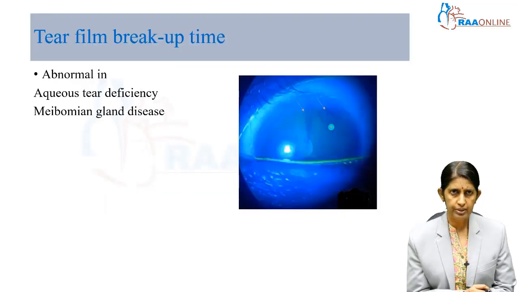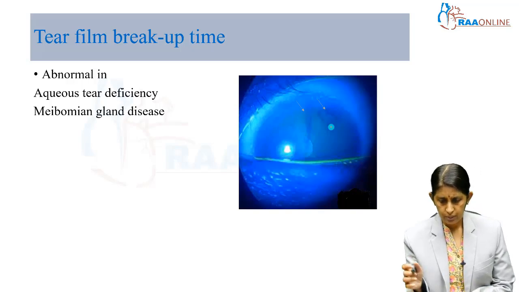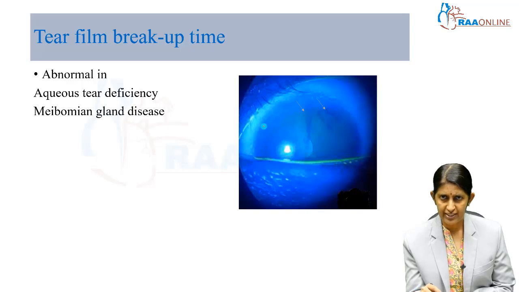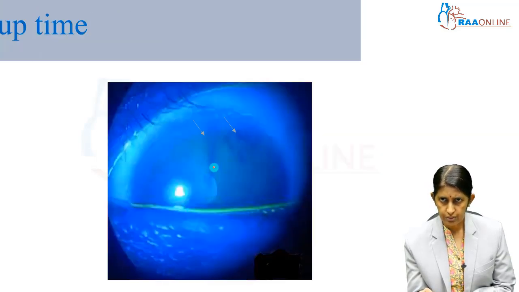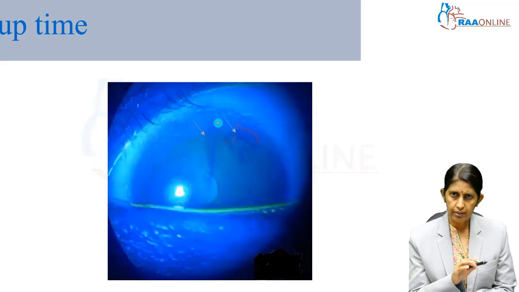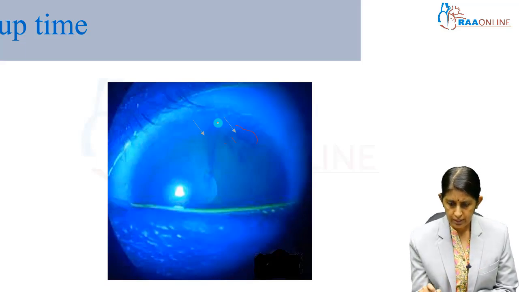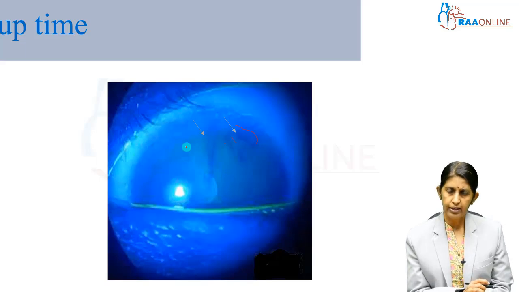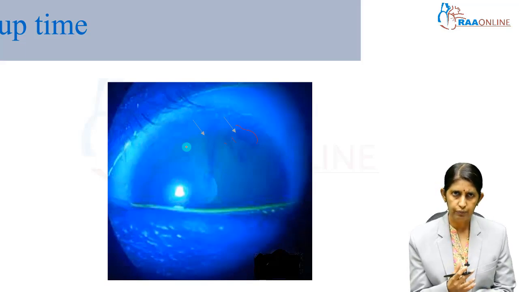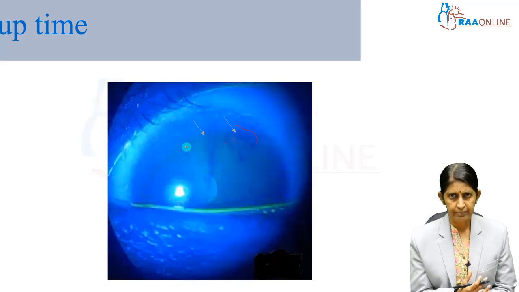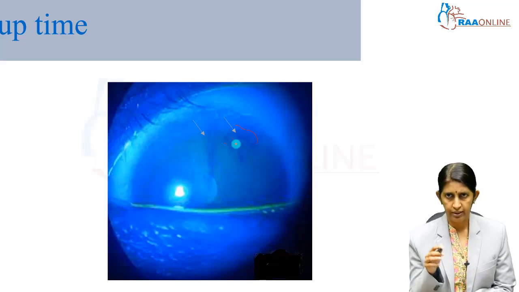So what you're seeing in this picture is the tear film breakup time. And classically, tear film breakup time is altered in aqueous tear deficiency and Meibomian gland disease. So what you're seeing here is an eye which has been stained with fluorescein. This is the tear film height. You can see that the tear film height is decreased, and you can also see that these black areas are the dry spots. So if the ocular surface is normal, it will have this uniform greenish appearance. But in areas where fluorescein is absent, it usually indicates that the tear film is broken up. So what does it actually indicate? These random dots indicate dry areas.